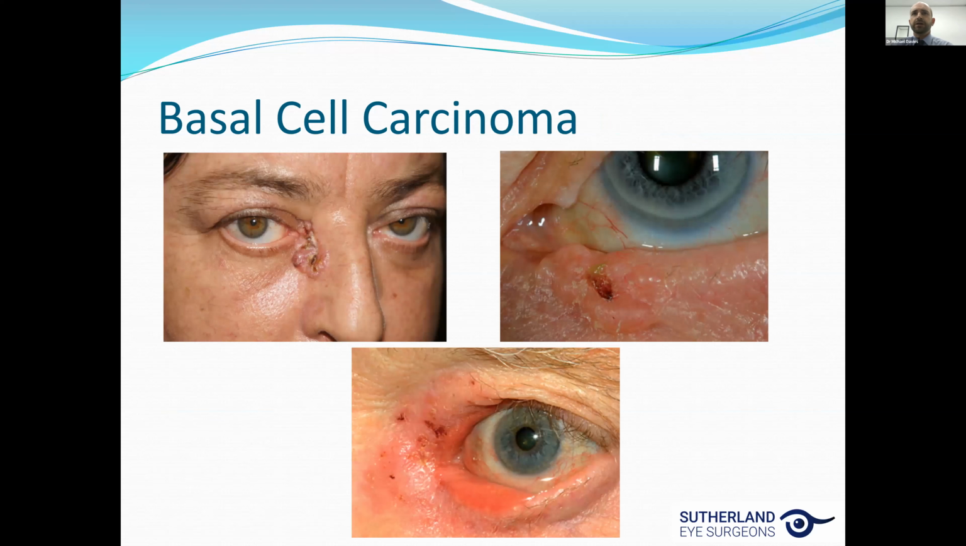Just a slide here illustrating the kind of varied presentations of basal cell carcinoma. So up the top, those two slides show nodular forms of BCC with the firm raised edges, the central ulceration. But the lower picture as well is also a BCC. So this is an infiltrative subtype. And really the keys here are the lash loss, the ectropion that's been induced by the cicatrization of the skin. And you can appreciate it's quite difficult sometimes to see where the edges of the more infiltrative forms actually finish.